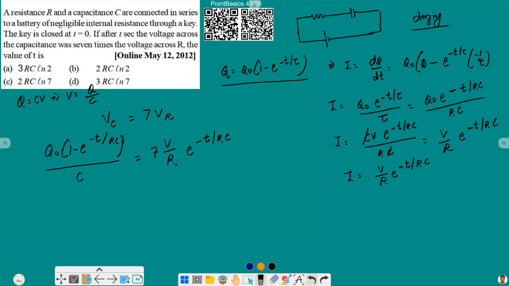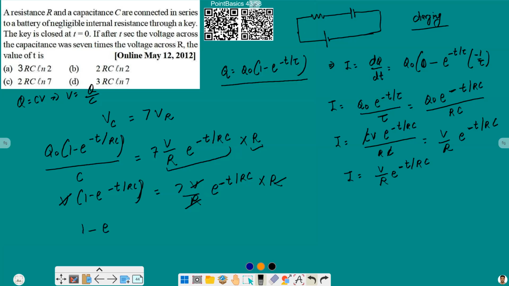So we will have V (1 minus e^(-t/RC)) equal to 7 V/R e raised to the power minus t/RC. And I forgot here to multiply by the resistance, because the voltage across the resistance is current times resistance. So this is the current and this is the resistance. So voltage is current times resistance. Now R gets cancelled and V gets cancelled.